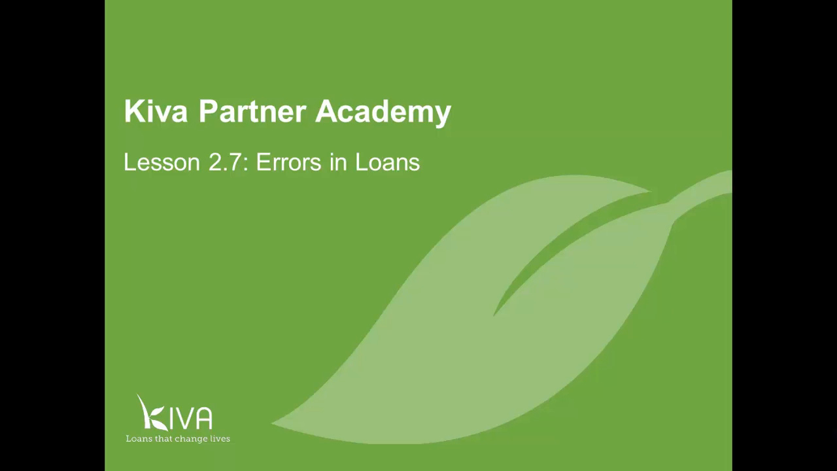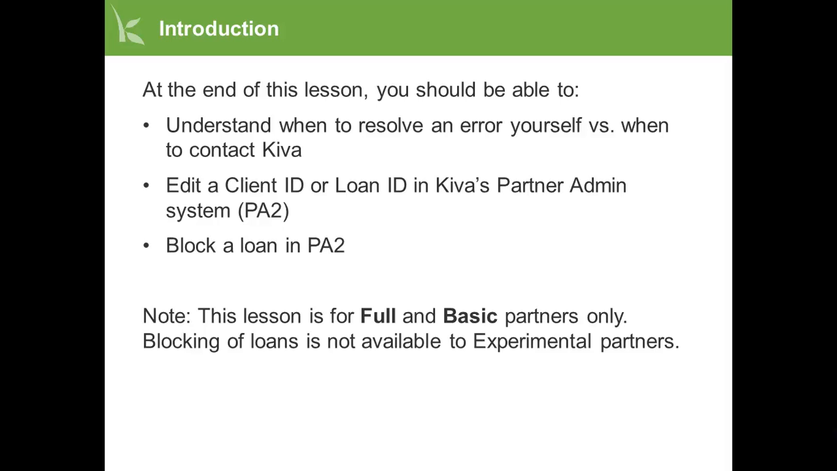In this lesson, we will learn what to do if you discover an error in a loan that you have already submitted to Kiva. At the end of this lesson, you should be able to understand when to resolve an error yourself versus when to contact Kiva, edit a client ID or loan ID in Kiva's Partner Admin System, PA2, and block a loan in PA2.